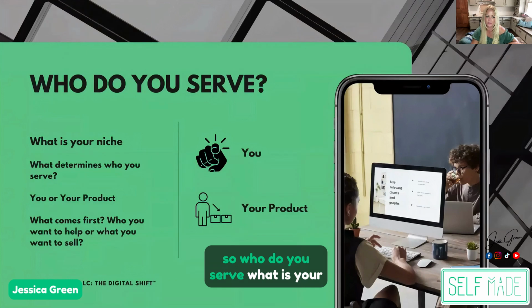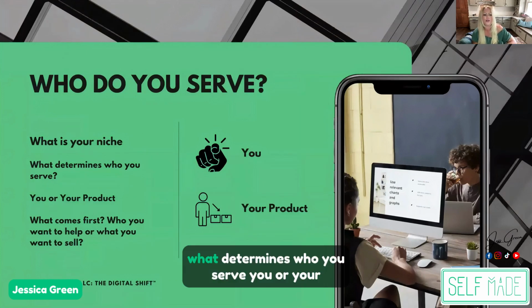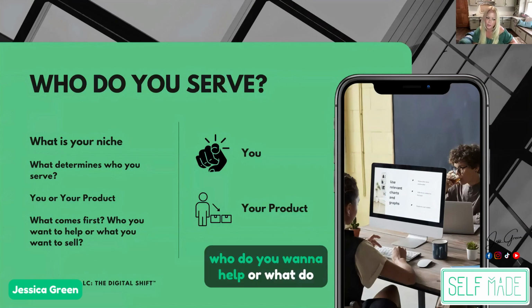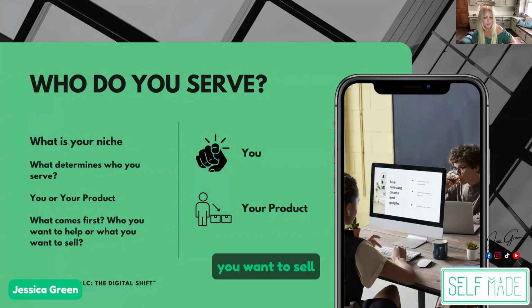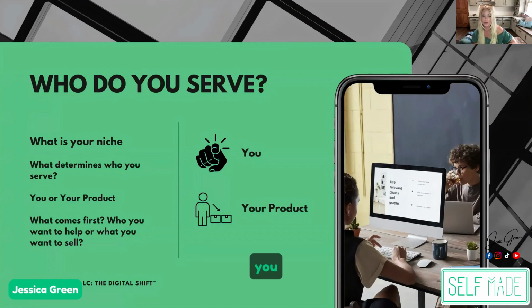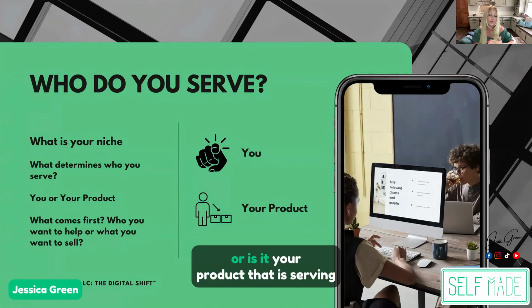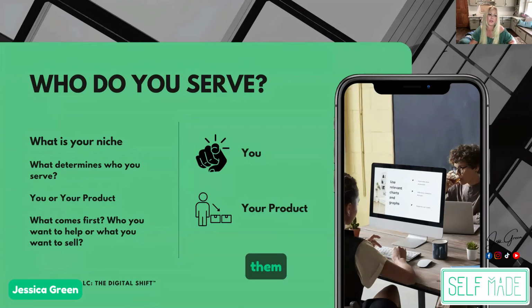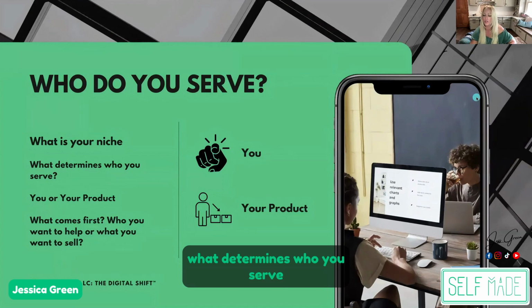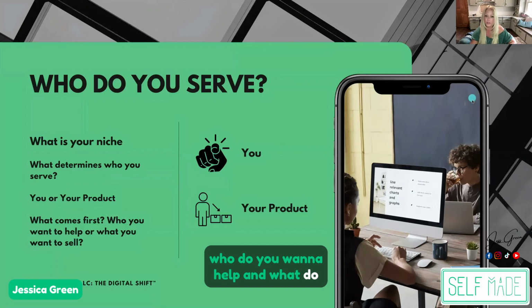All right, so who do you serve? What is your niche? What determines who you serve? You or your product? What comes first? Who do you want to help? Or what do you want to sell? Those are some questions that can help you figure out all of the pieces of who you serve. Is it something you do, or is it your product that is serving them?